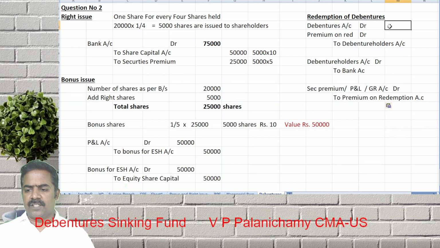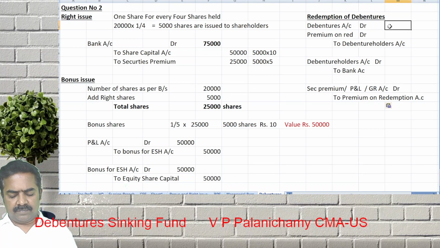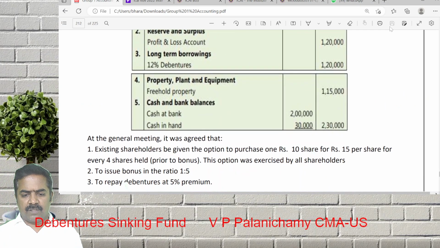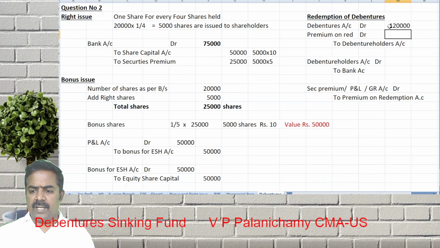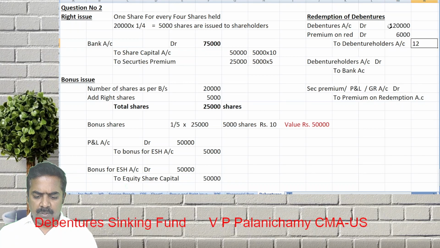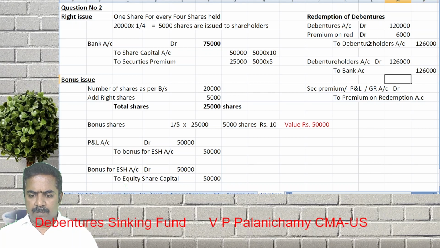Debentures account debit. What is the face value? Look at the face value of the debentures in the balance sheet: 1,20,000, redeemed at a premium of 5%. How much will it come to? 6,000. To debenture holders you have to pay 1,26,000. Pay the money, 1,26,000, to bank. And the premium on redemption can be adjusted against securities premium.